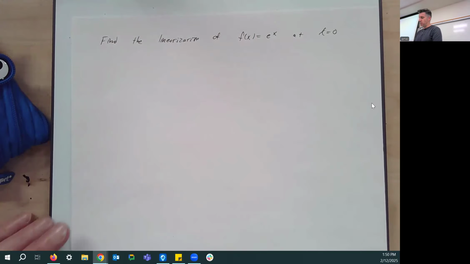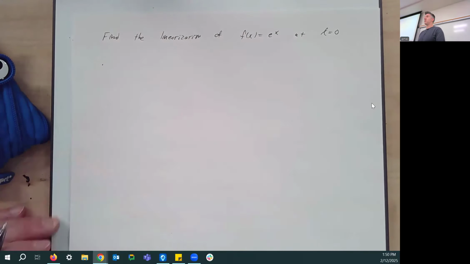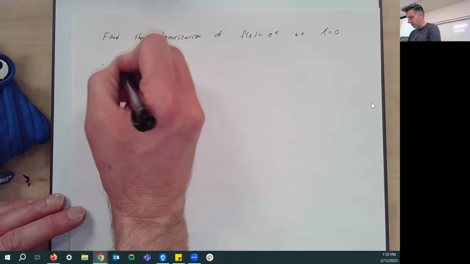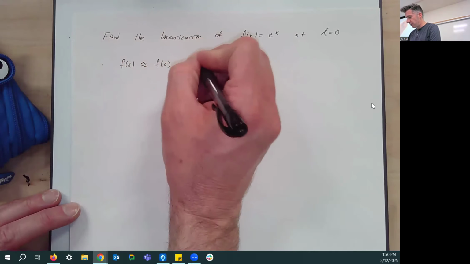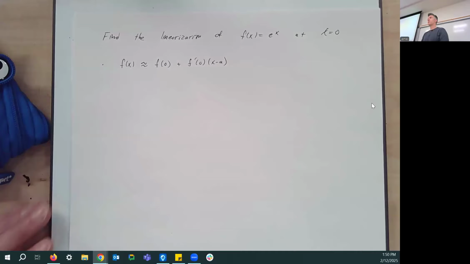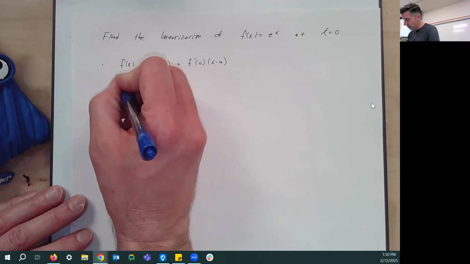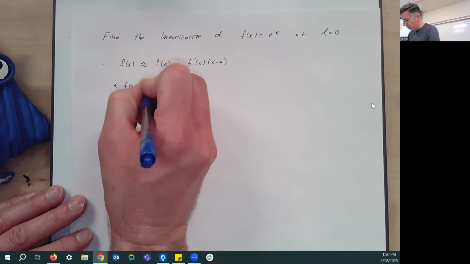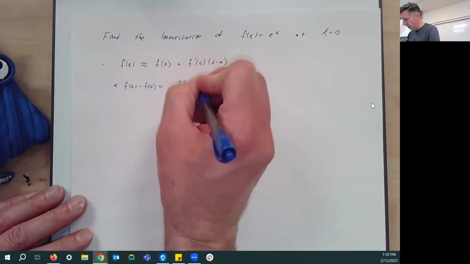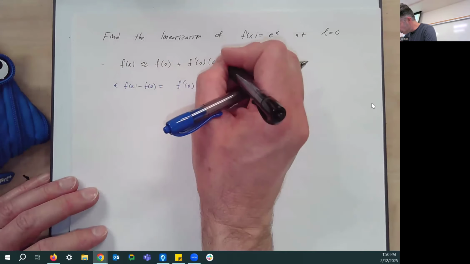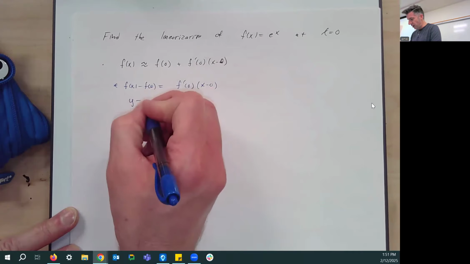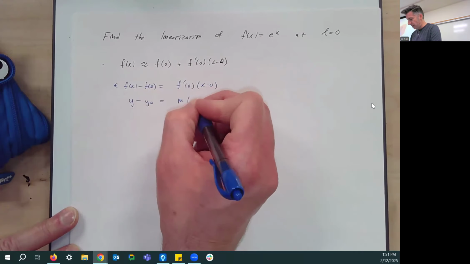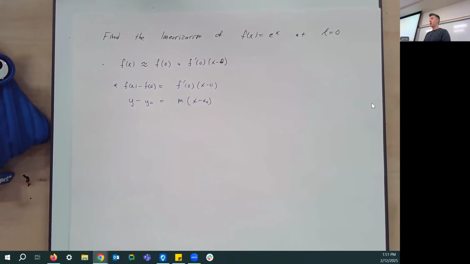But there's a way of doing it with a Taylor polynomial, which just looks a little bit different. We're going to say f of x is approximately f of 0 plus f prime of 0 times x minus 0, sorry, that's a 0, not an a, apologies. This shouldn't be super surprising if you imagine it as f of x minus f of 0 equals f prime of 0 times x minus 0, or if you want to think of it as y minus the y coordinate equals your slope times x minus the x coordinate. It's just the equation of a tangent line.